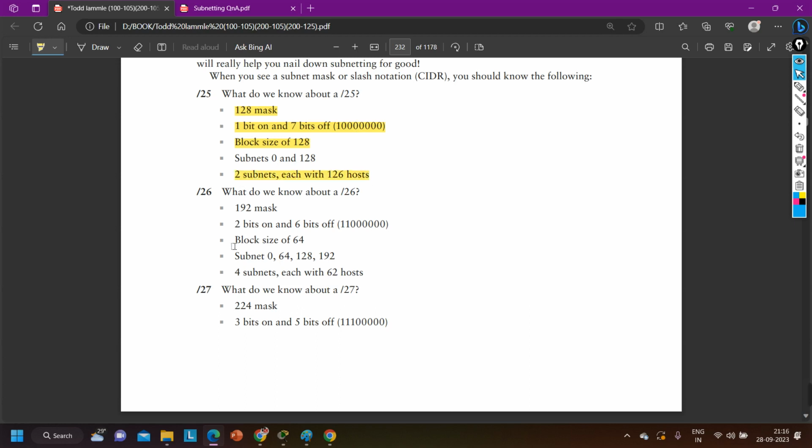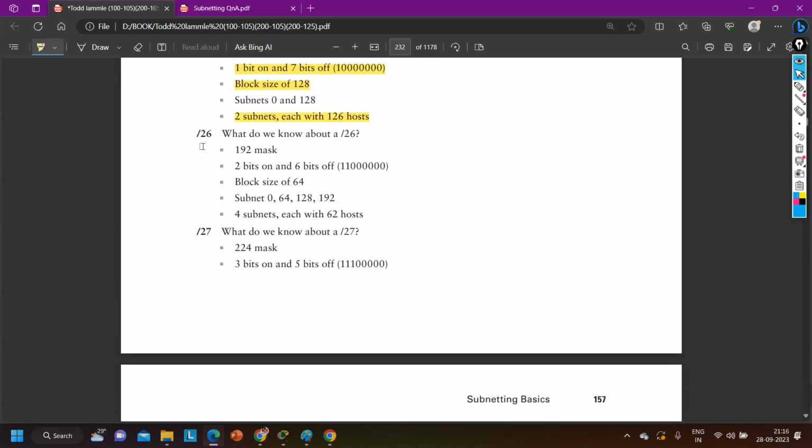And then slash 26. Slash 26 means we have borrowed 2 bits. So the subnet mask will be 192, 2 bits on and 6 bits off. Block size is 64. Subnets 0, 64, 128 and 192.